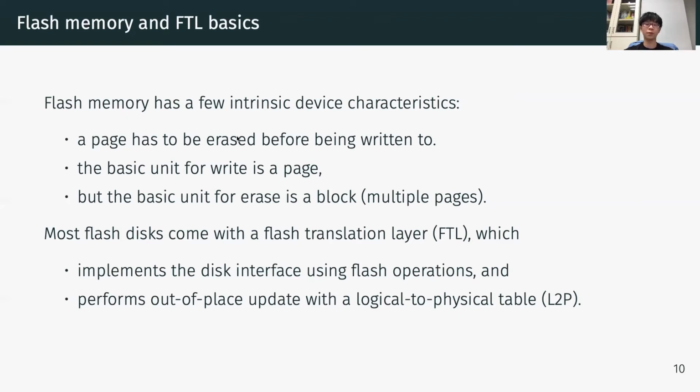To free users from this undesired characteristic, most flash disks come with a flash translation layer, which implements the disk interface using flash operations and performs out-of-place update with a logical to physical table, or L2P for short. Below, we will see an example of how an FTL performs out-of-place update, and more importantly, why this feature is useful for SCFTL to guarantee snapshot consistency.